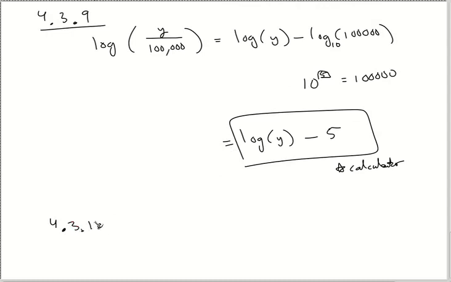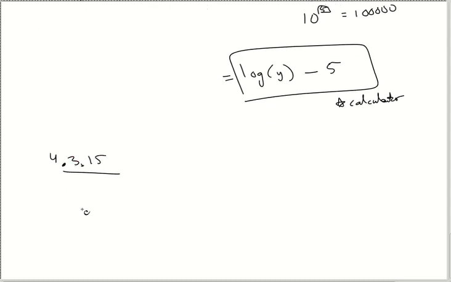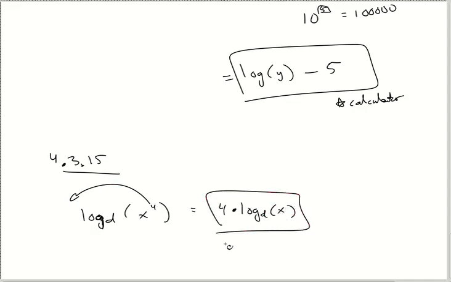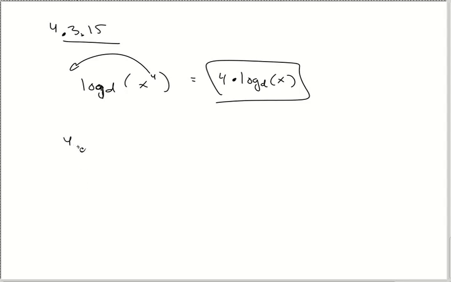4, 3, 15. So I have log base d of x to the 4th power. I have never seen a log base d before. I guess that's just what it is. So it's a power rule. I'm going to bring the power down to the front. 4 times log base d of x. And there you go. You got to type a base d, or otherwise they're not going to like that one.